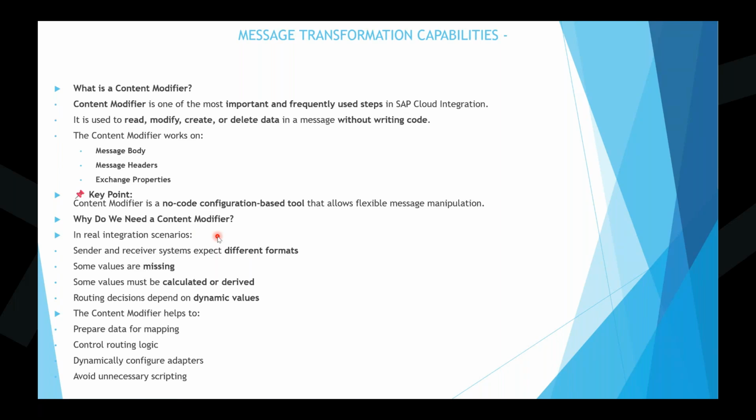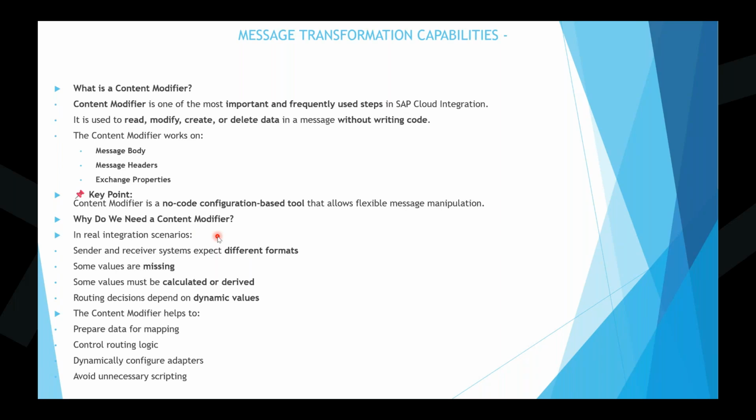The 3 areas it works on are: message body, the actual data payload, for example replacing the entire body with a new JSON structure. Message headers, metadata sent with the message, for example setting content type application/JSON. And message properties, internal variables not sent to the receiver, for example storing a counter, a flag, or a calculated value for use in later steps. Any questions?